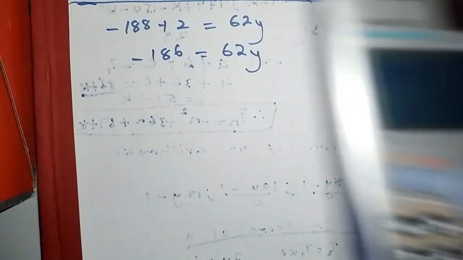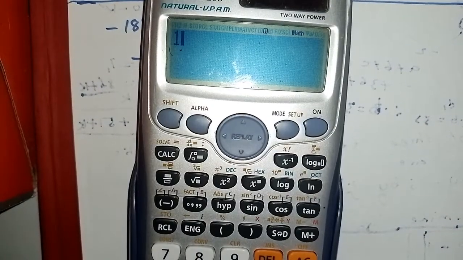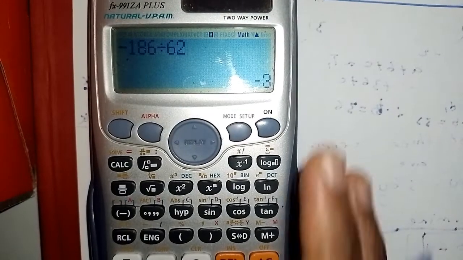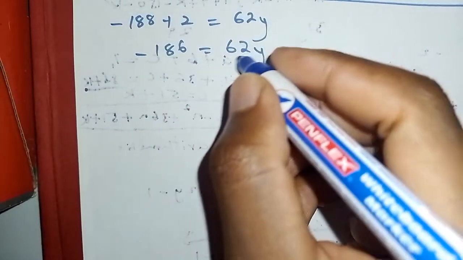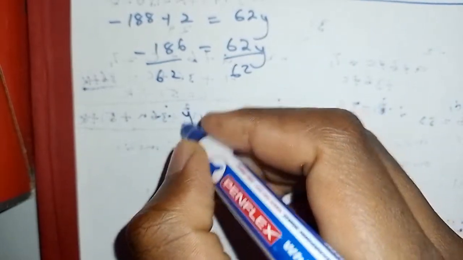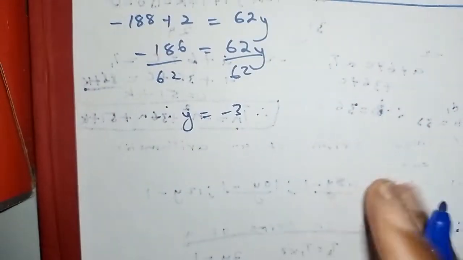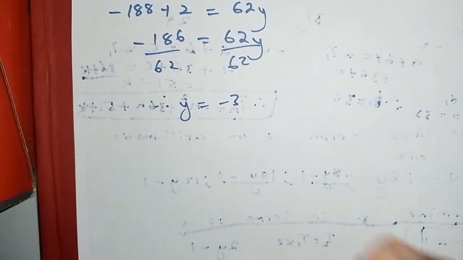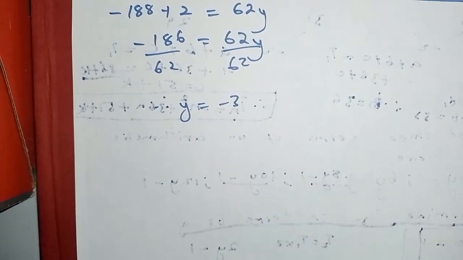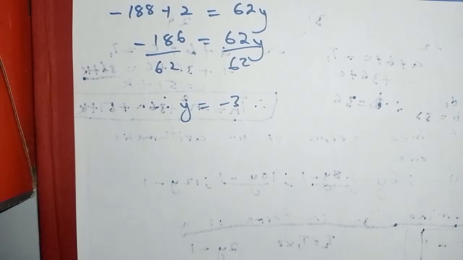Now when I say negative 186 divided by 62, I'm getting negative 3. Then divide by 62, therefore y is equal to negative 3, right? That is my solution. What was the question? We are supposed to calculate the value of y. Okay, we used the first equation. Let's use the second one.